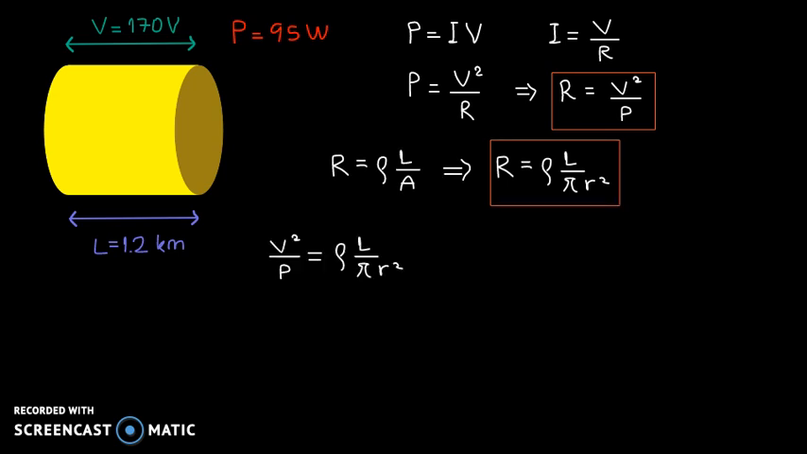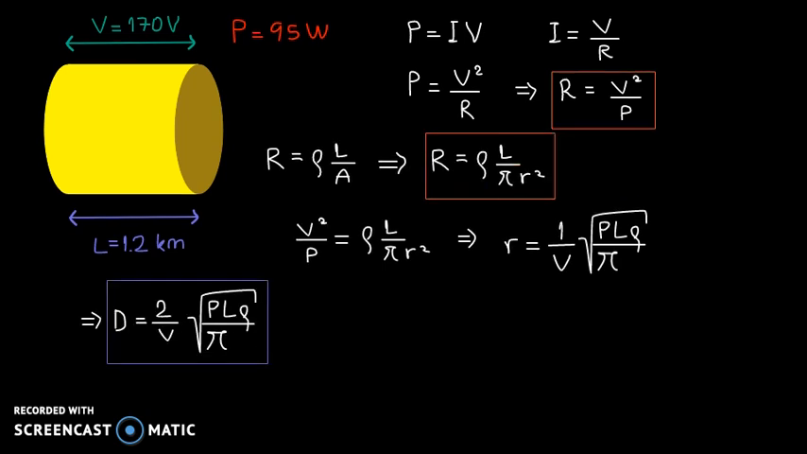Here I have combined the two equations by setting the right-hand sides equal to one another, and I have eliminated resistance R. Now let me rearrange my equation to isolate the radius lowercase r. Here I have the radius isolated. To find the diameter d, I will just multiply this by 2. Here's what the diameter is equal to.